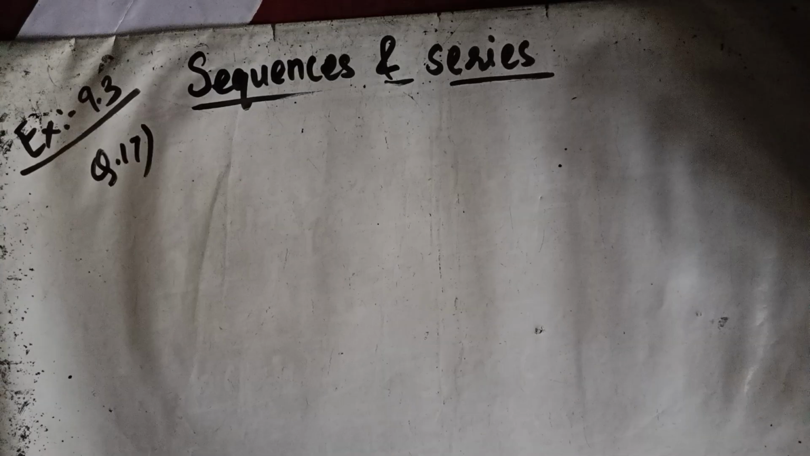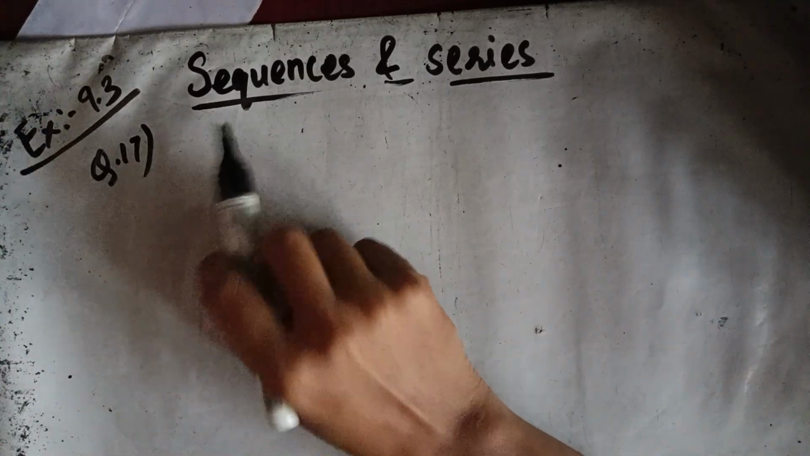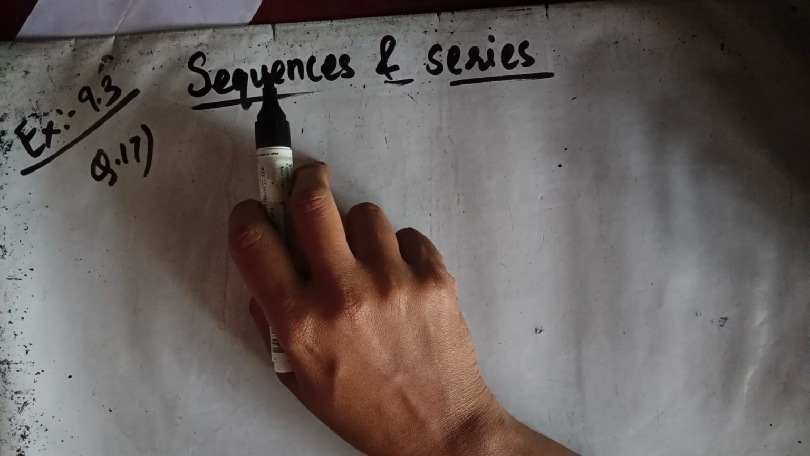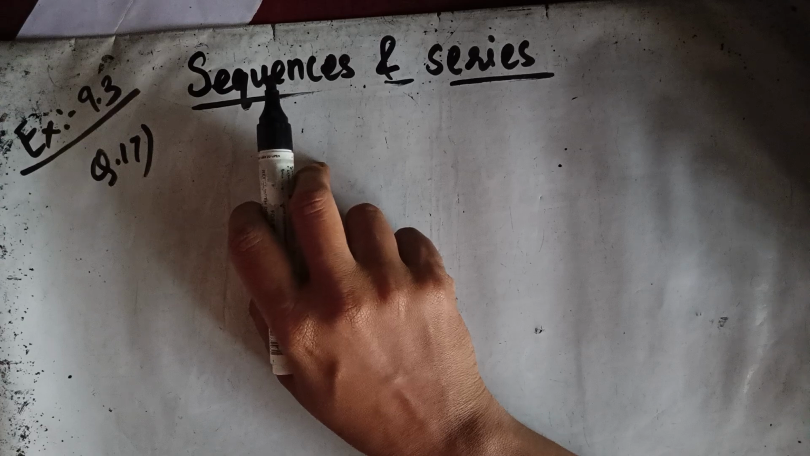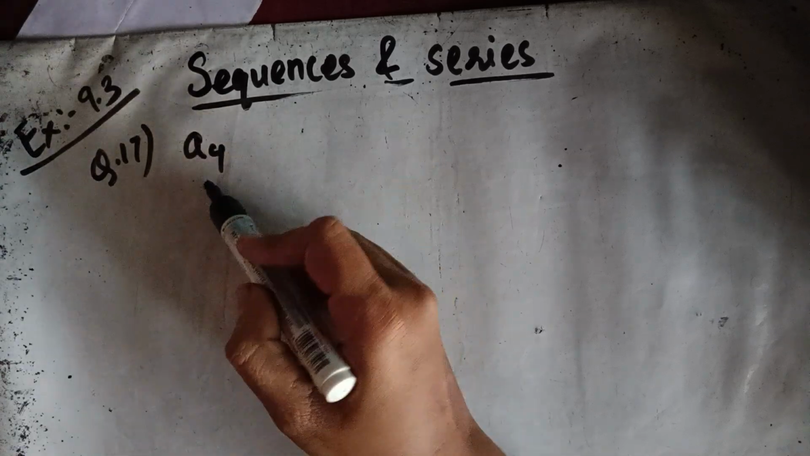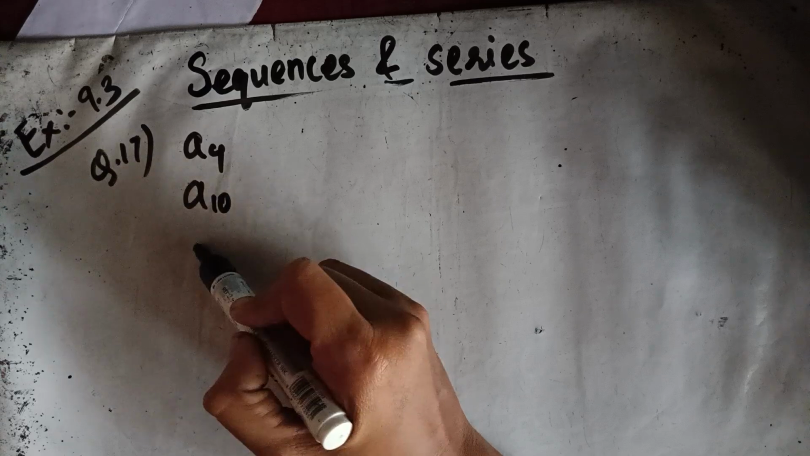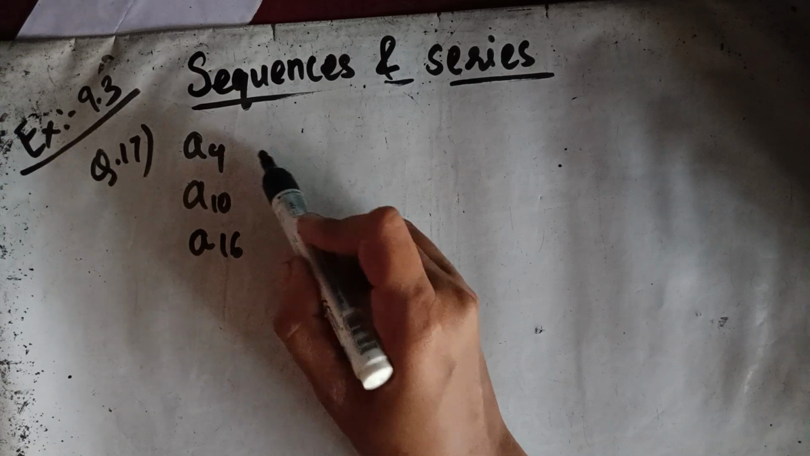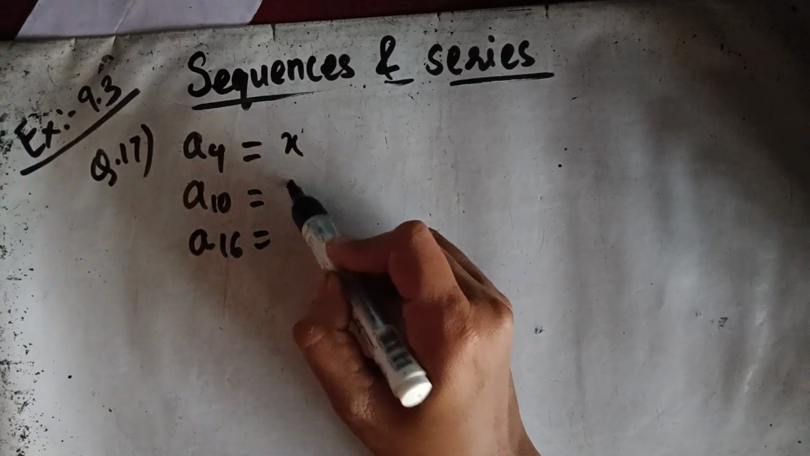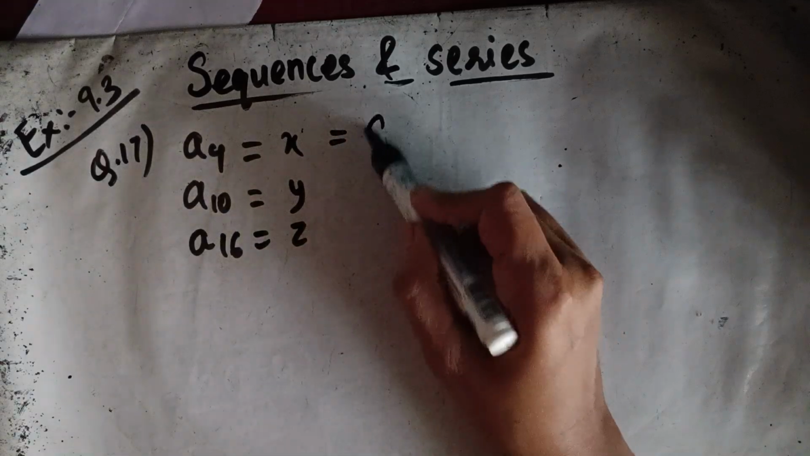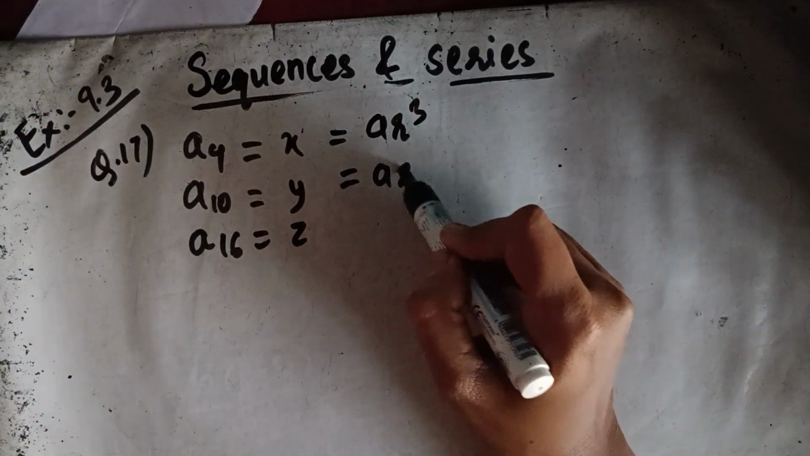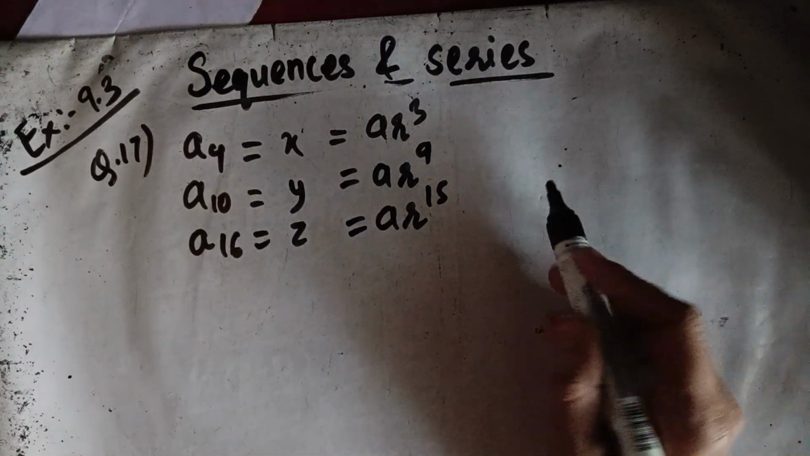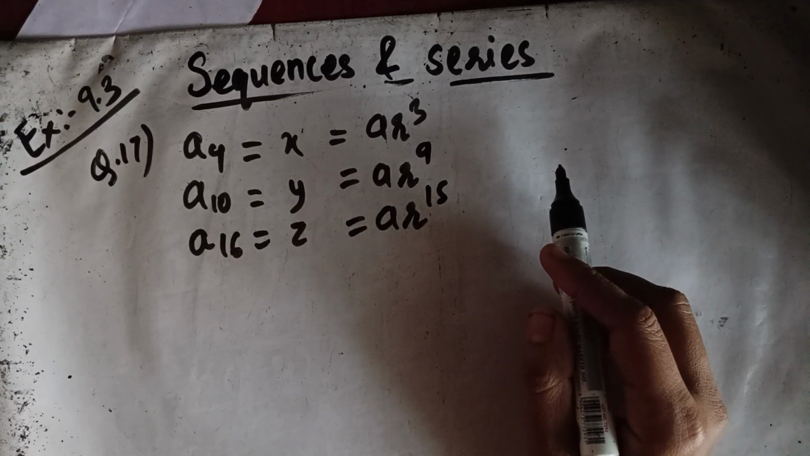Question 17. If the 4th, 10th and 16th terms of a GP are x, y and z respectively, prove that x, y, z are in GP. So a4, a10 and a16 are x, y, z. So a4 is a r cube, a10 is a r raised to 9. Prove that x, y, z are in GP.